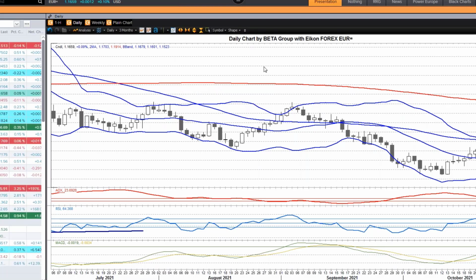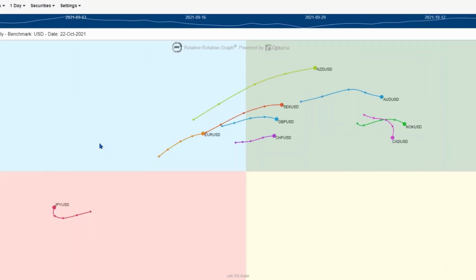All right, we're starting with the euro, but before we look at the euro, let's look at the dollar in general. We will see, when we look at the absolute charts in a moment, the dollar pulled back very slightly during the week, but the picture remains essentially unchanged in the relative rotation graphs.